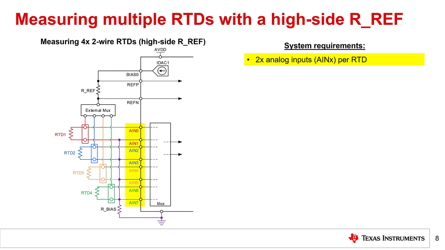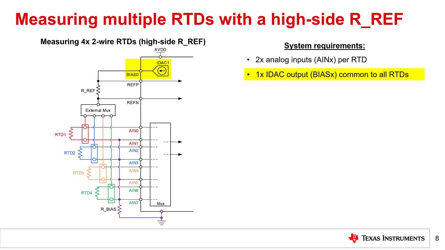Reducing the number of analog input channels is possible for a system using a high-side RREF. However, any reduction in the number of analog inputs is subject to the same benefits and challenges that were previously introduced for a system using a low-side RREF. Please refer to that slide for more information. Next, only one common IDAC output is required to bias all RTDs, because the IDAC current must first flow through the high-side RREF. In this configuration, it is only possible to bias one RTD at a time as required.